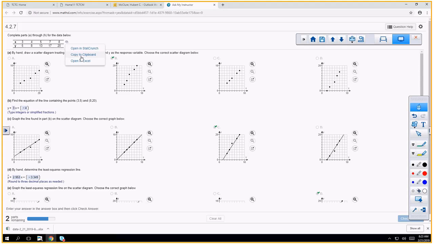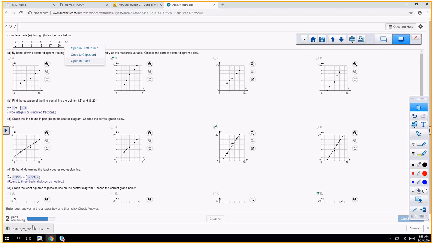What do y'all have on Chromebook? Do y'all know? Google Sheets. Put it in there. So copy and paste and put it in Google Sheets, and then Google Sheets probably works just like Excel. You just need to play with it.